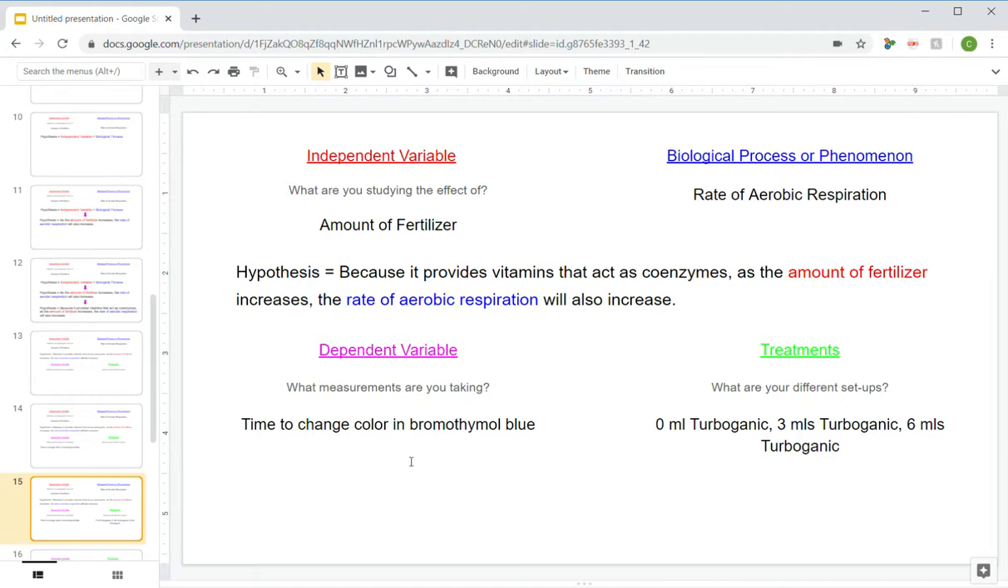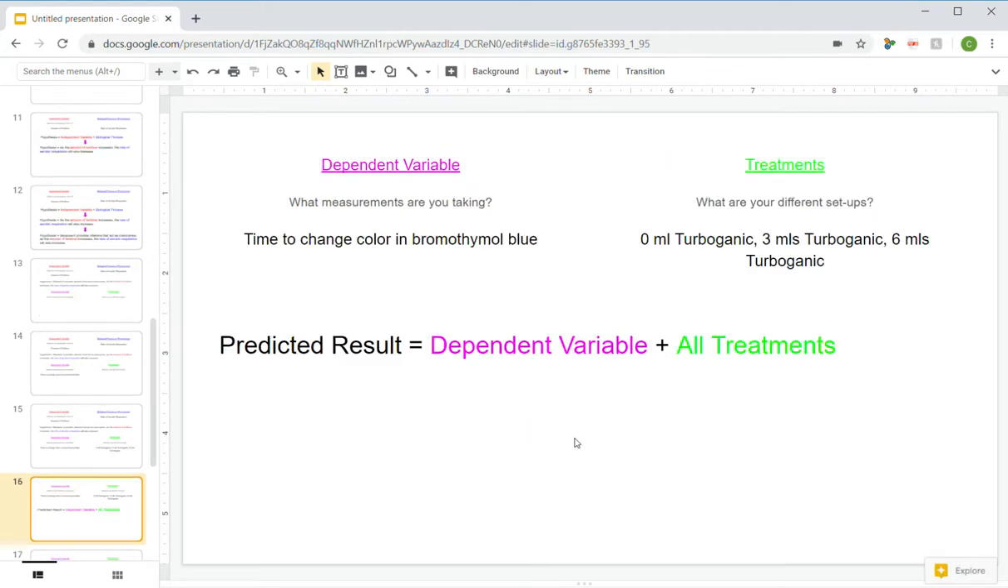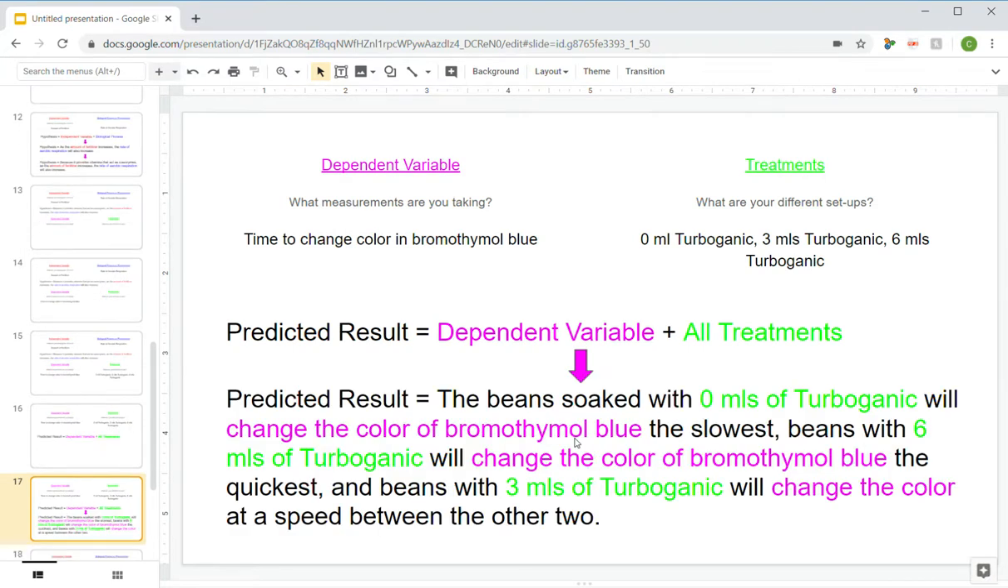Okay. All right, so now that I have the dependent variable and the treatments, I can put those together to go ahead and write a predicted result. So again, it's all color-coded for your convenience. Here we have the beans soaked with 0 mils of Turboganic will change the color of bromothymol blue the slowest. Beans with 6 mils of Turboganic will change the color of bromothymol blue the quickest. And beans with 3 mils of Turboganic will change the color at a speed between the other two.